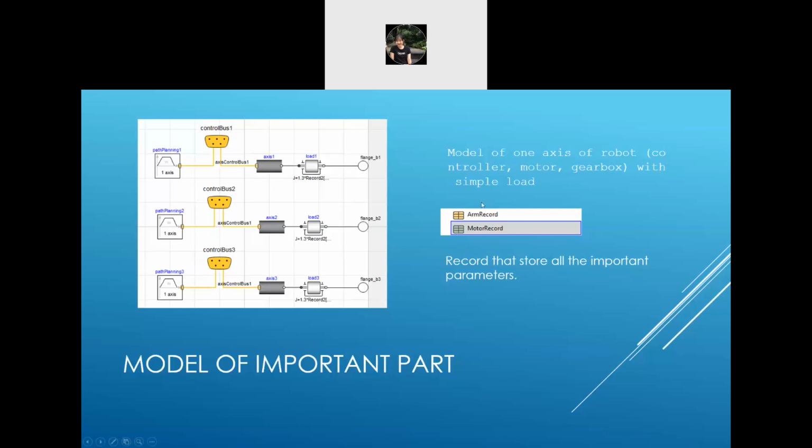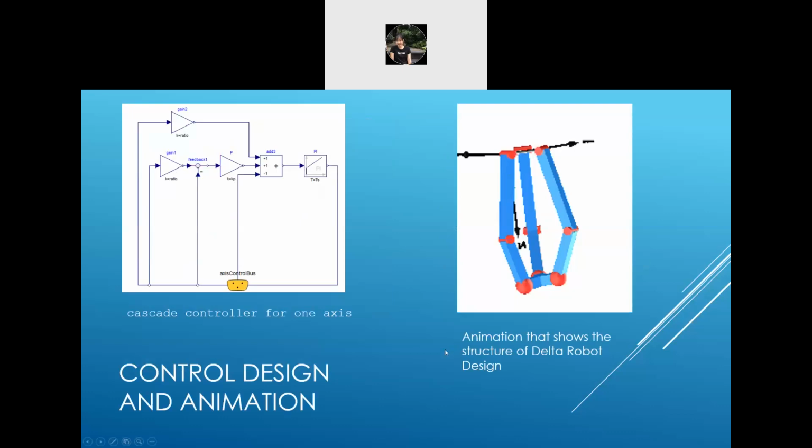I store all of these parameters in a record so that people can easily change the parameters instead of adjusting the parameters in each component. So here is the control design and the animation of the Delta robot model.